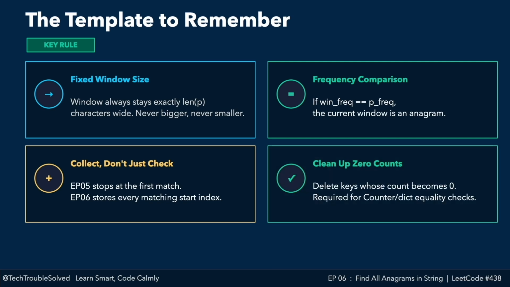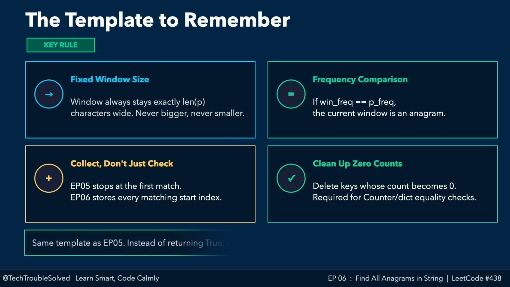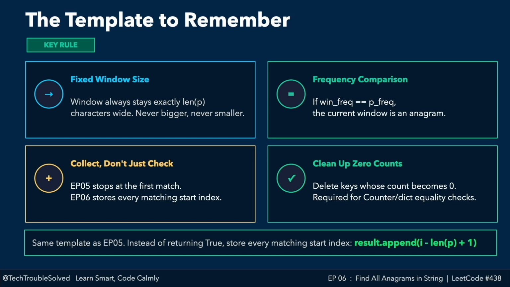4. Clean up 0 counts. When a character's count drops to 0, delete it. Python's Counter equality is exact. A key with value 0 will break the comparison. Same template as episode 5. The only new line is result.append(i minus length of P plus 1). That's the 5% I promised you at the beginning. One line, everything else is identical.